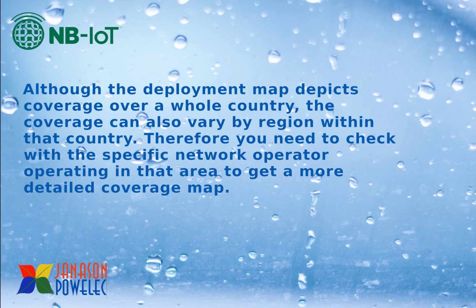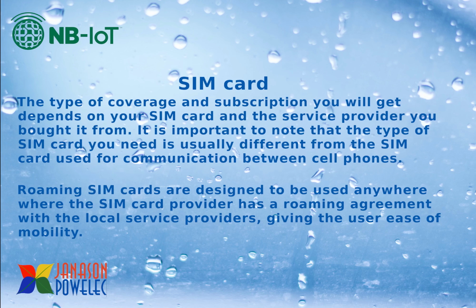Although the deployment map depicts coverage over a whole country, the coverage can also vary by region within the country. Therefore, you need to check with the specific network operator operating in that area to get a more detailed coverage map. SIM card. The type of coverage and subscription you will get depends on your SIM card and the service provider you bought it from. It is important to note that the type of SIM card you need is usually different from the SIM card used for communication between cell phones. Roaming SIM cards are designed to be used anywhere where the SIM card provider has a roaming agreement with the local service providers, giving the user ease of mobility.